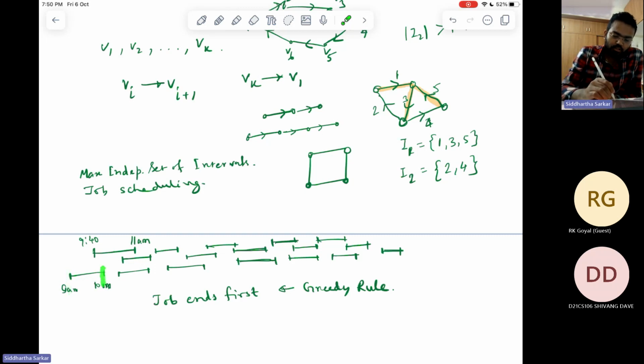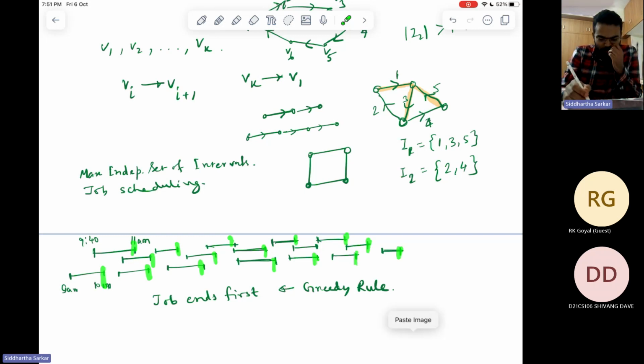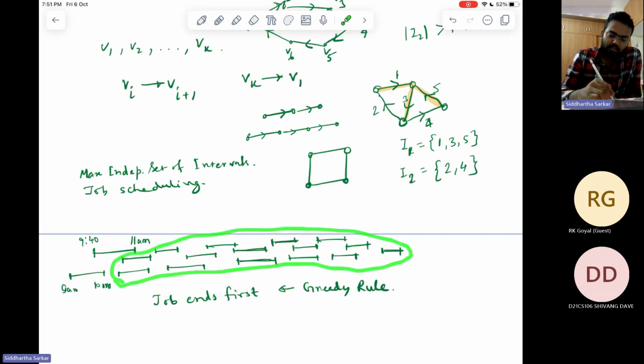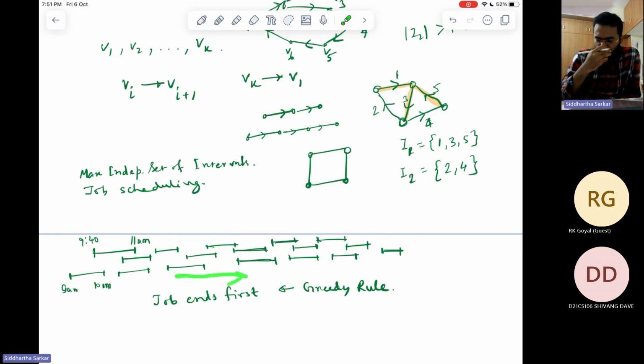If you sort the jobs in increasing order of end times, then you will get an ordering. Then the algorithm is: you sort the jobs in increasing order of their end times, pick the one that finishes first, and then discard all the jobs which are intersecting this job. That means if you are doing this job from 9 to 10, then this job you cannot do, which starts at 9:14 and overlaps with the 10 a.m. job. So discard this. Then in the remaining instance, you again find the job that finishes first. Like that you will proceed.